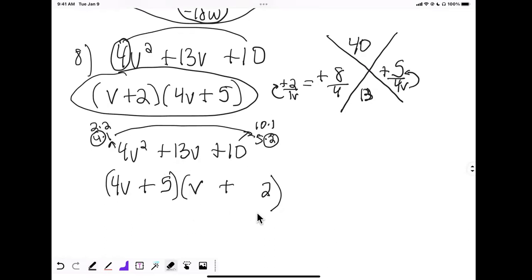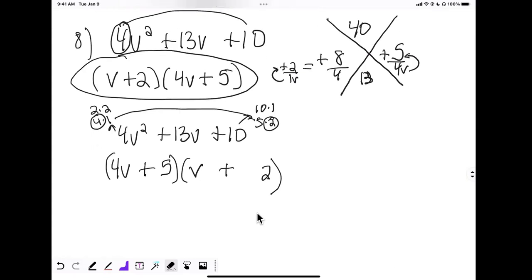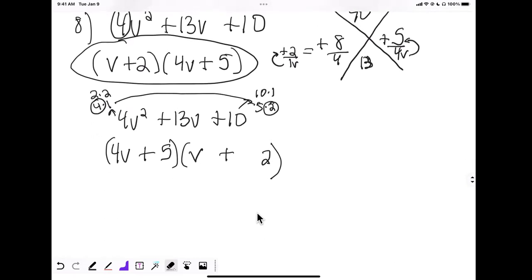That's the way we did last time. Find the multiples, see what pairs up to make 13, and then figure out the answer. But notice the same answer, just written backwards, but it's the same answer. Was that helpful? Yes, ma'am. Thank you. You're welcome.